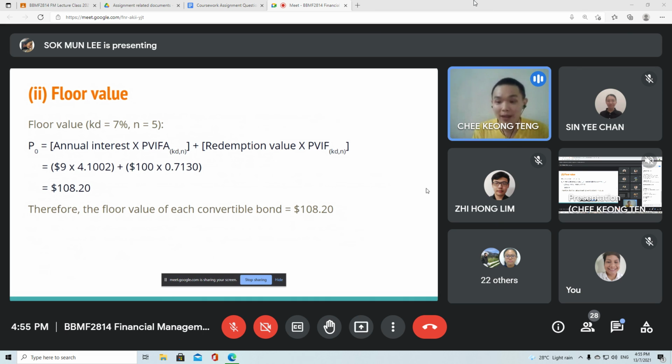Okay, based on the par value. So if you calculate based on that, the bond price of 108.20 is the floor value. At the minimum, it should at least be traded at this value, because at least you can get back 100 at the end. And if you use the 100 to calculate the present value, at least it's worth 108.2. So this one is the floor value.